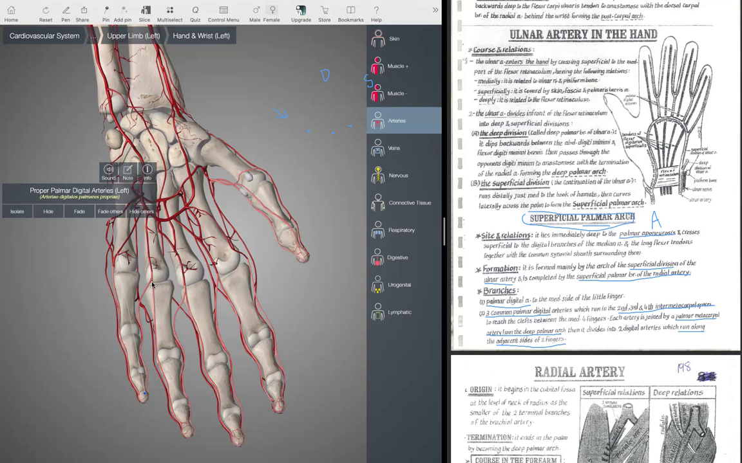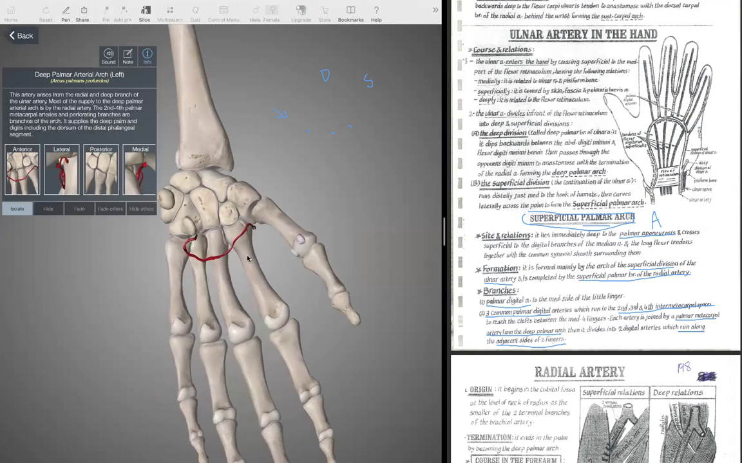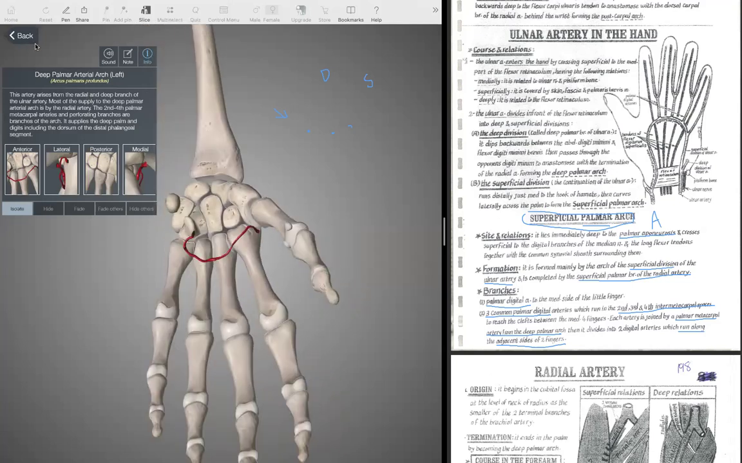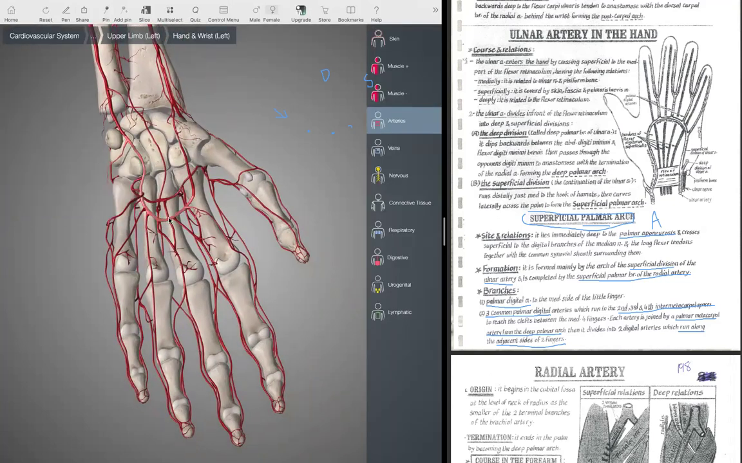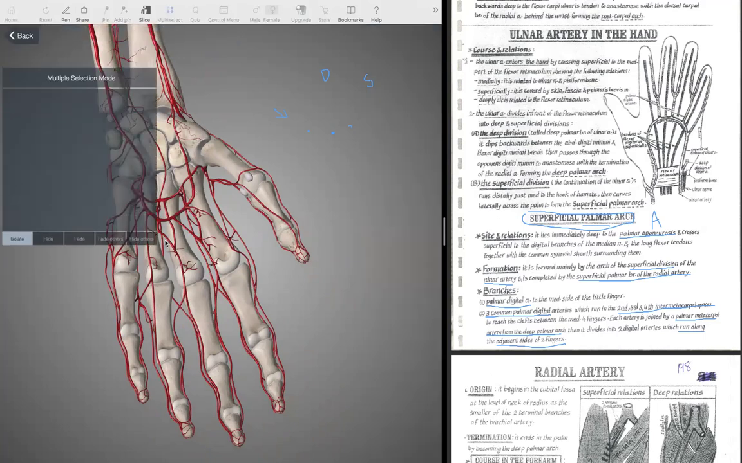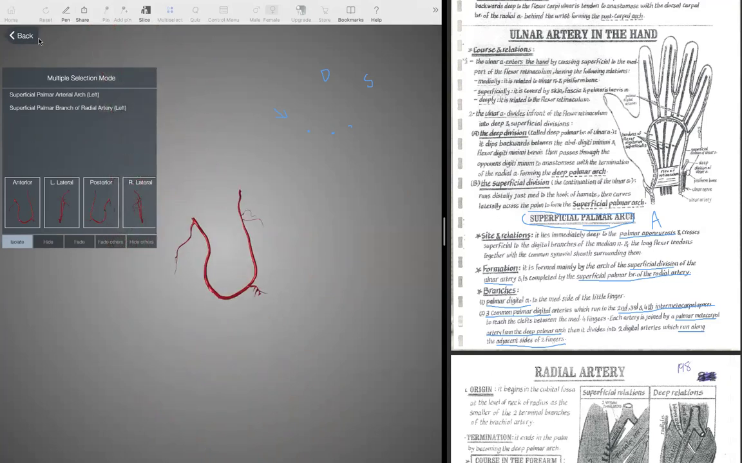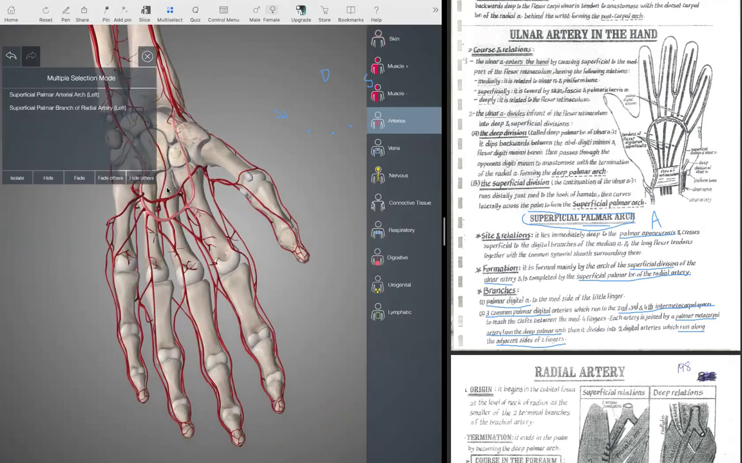I'm gonna go to the deep now. Okay, no questions? Let's go to the deep one now. Now that's the deep. Okay. And for your information, we just did the superficial. Superficial means it is closer to the skin. Deep, it's closer to the bones.